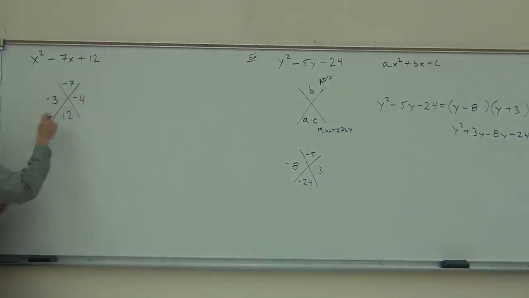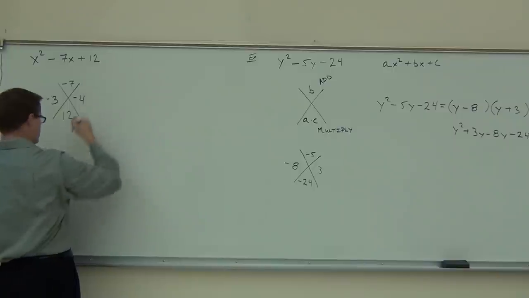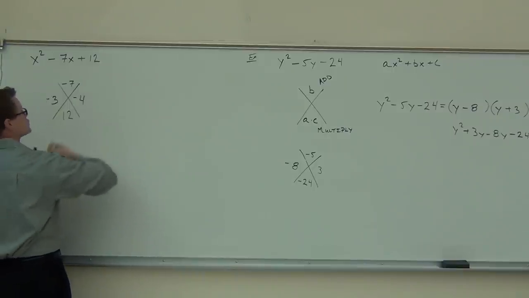Of course, we're going to make them both negative, and we're going to check this. If this is right, the next step is going to be right. So, negative 4 plus negative 3 is negative 7. Is that true? Yes. Negative 4 times negative 3 is positive 12. Then we're done. What we're going to do now is factor this the rest of the way. Just show our work, really.